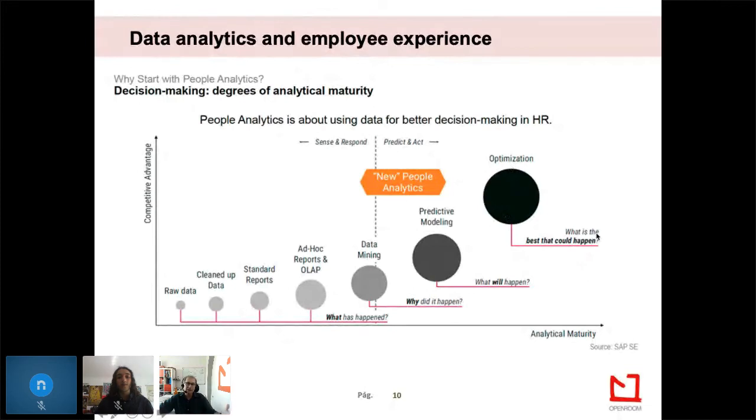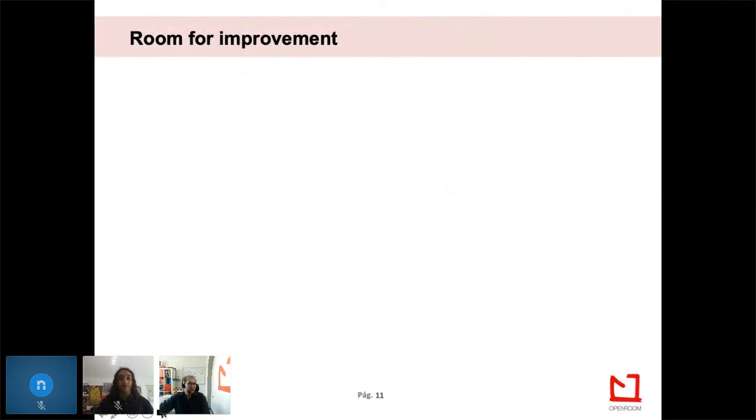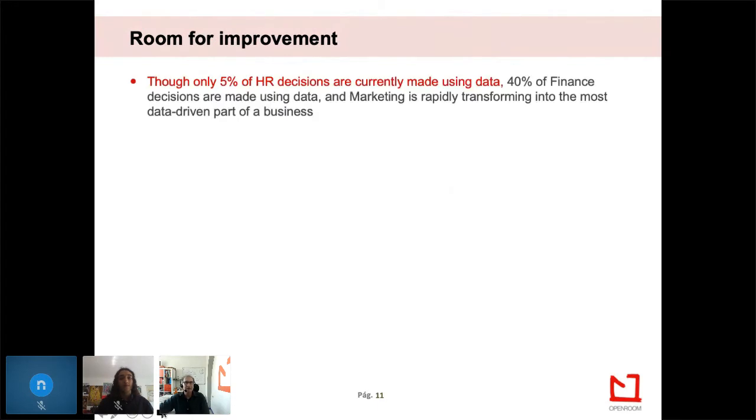For me, the pandemic actually improved the move toward new people analytics at SAP, and that brings a lot of really interesting ideas, because there is a lot of room for improvement in this field. The first one: research says that only 5% of HR decisions are currently made using data. Again, we have a lot of data in HR, and we will go through it in a minute. But decisions based on data are really few if we compare with finance or marketing, which is rapidly transforming into the most data-driven part of the business right now.